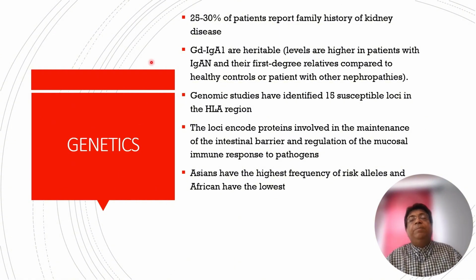25 to 30% of patients report family history of kidney disease. So there probably is an inherited aspect to IgA nephropathy. Galactose deficient IgA1 are heritable, which means that the levels are higher in patients with IgA nephropathy and their first degree relatives compared to healthy controls or patients with other nephropathies.